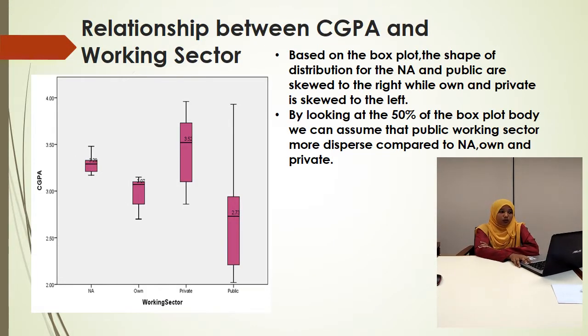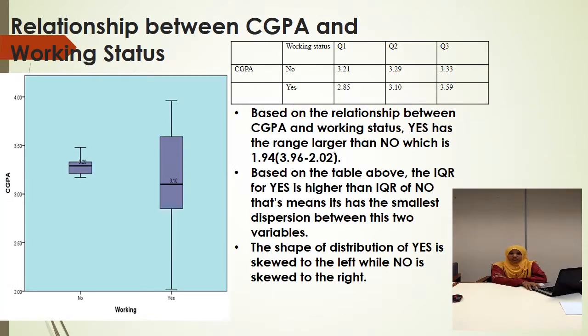Between CGPA and working sector. Based on the first plot, the shape of distribution for NA and public are skewed to the right, while own and private are skewed to the left. By looking at the 50% body of the first plot, we can assume the public working sector is more dispersed compared to NA, own and private.